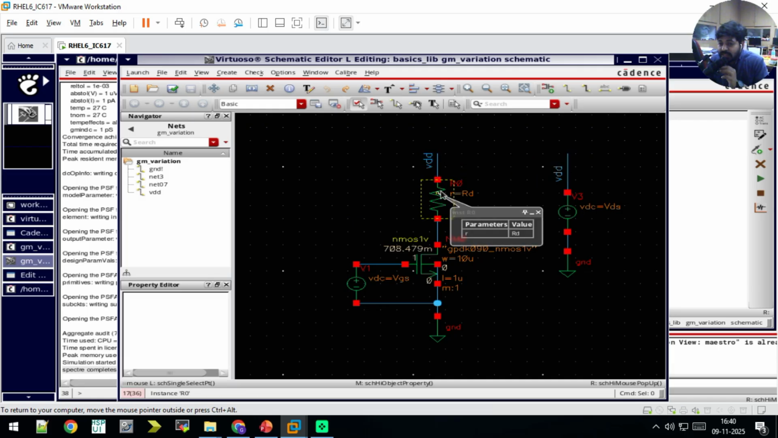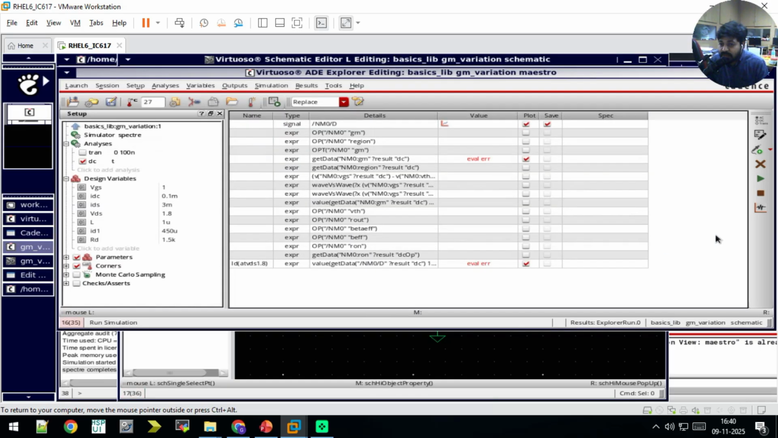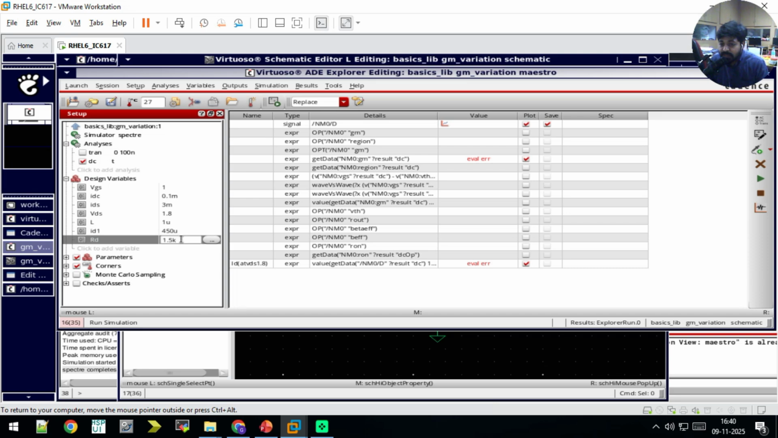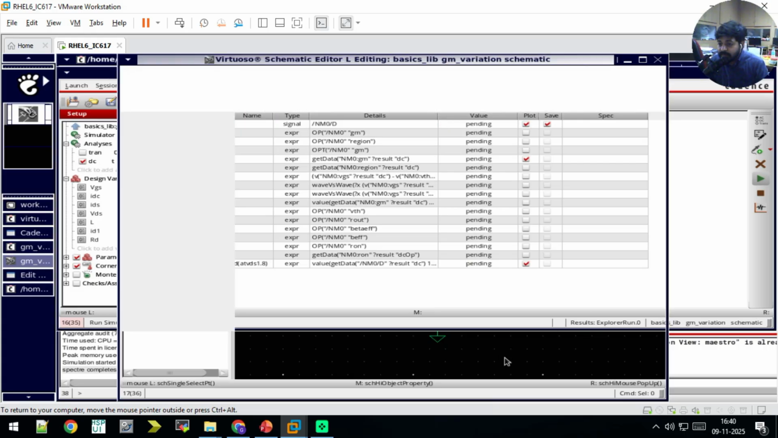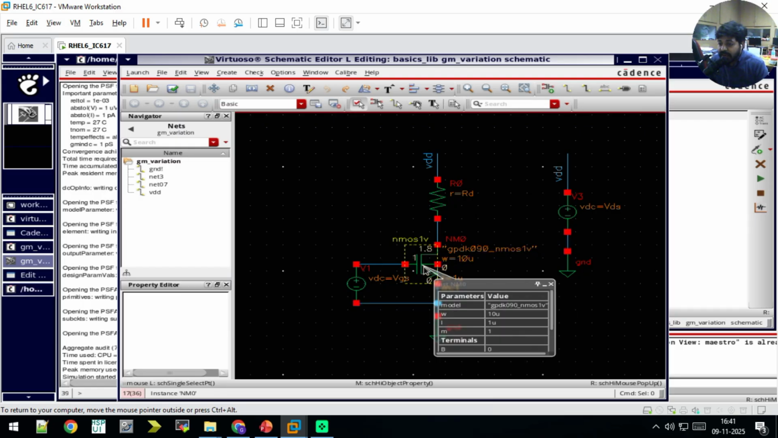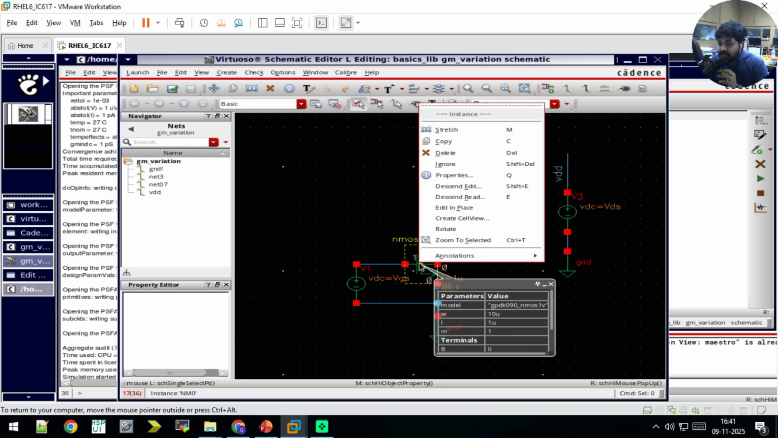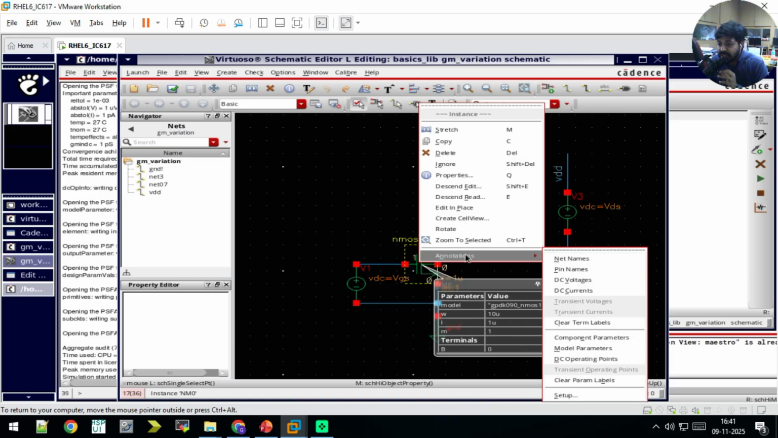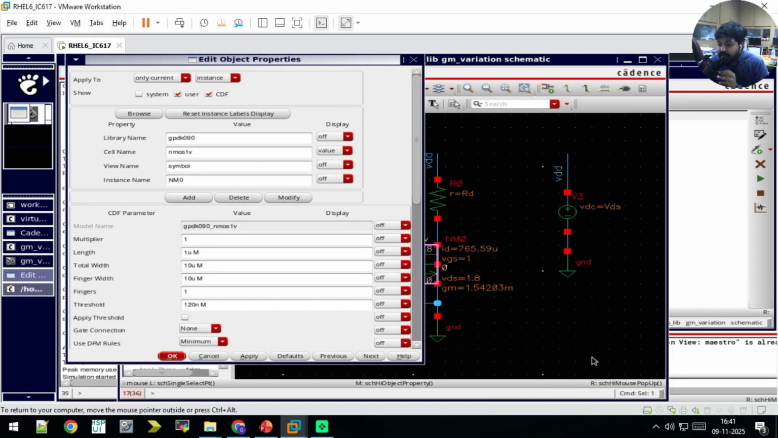As for RD, in the first case I'm keeping it equal to 0 ohms. So here let me keep RD at 0 and simulate it once again. After the simulation is completed, you have to go with the annotations. Right-click on the transistor, select the annotations, and select the DC operating points.